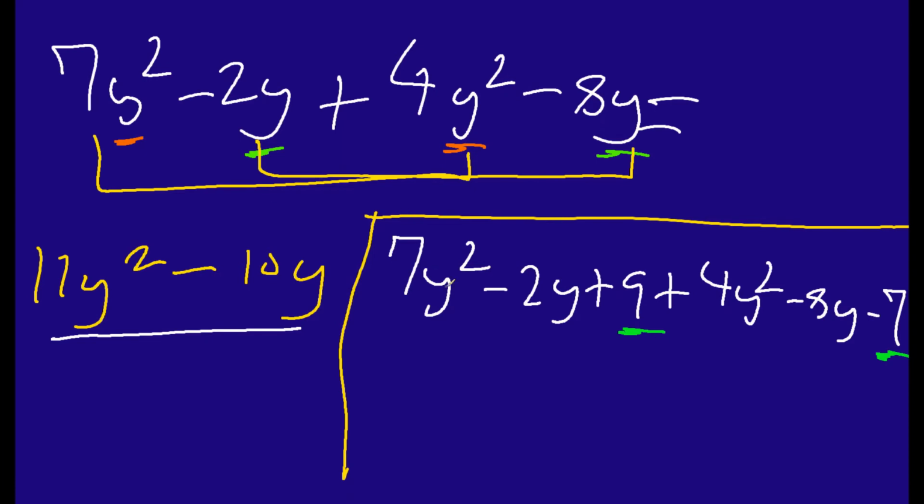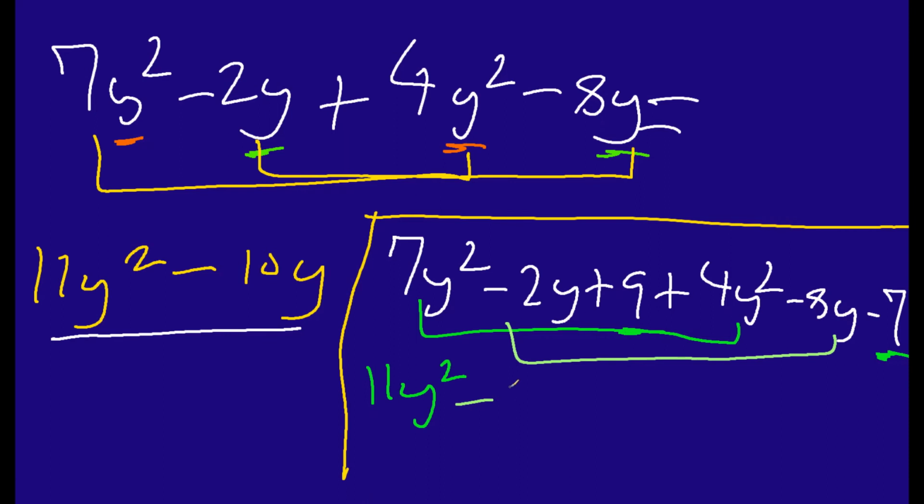So we know that 7y squared plus 4y squared is going to be 11y squared. And then we also know that minus 2y minus 8y is going to be minus 10y. That hasn't changed. And then for our last one, 9 minus 7 is just going to be positive 2. And so that's pretty much how you do that. So you can see that this is not that deep.